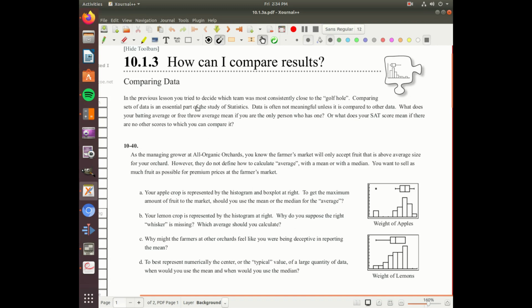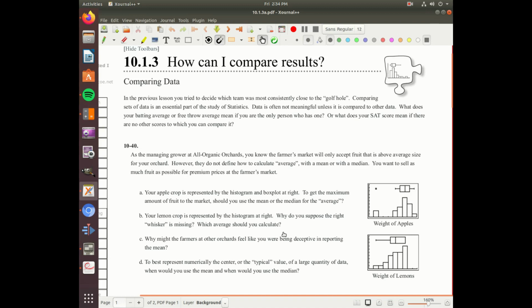Anyways, comparing data. In the previous lesson, you tried to decide which team was most consistently close to the golf hole. Comparing sets of data is an essential part of the study of statistics. Data is often not meaningful unless it's compared to other data. Like, for instance, if I said my fence weighs 900 pounds, that means nothing to anyone unless there's a comparison, say the other fence weighs 9,000 pounds, and you know the other fence is way heavier.